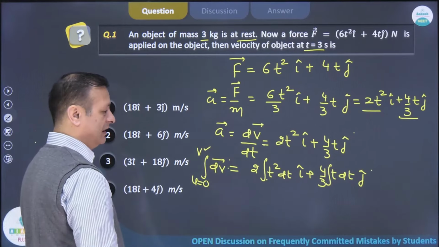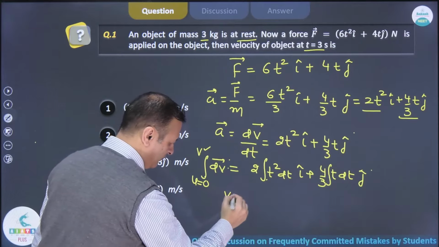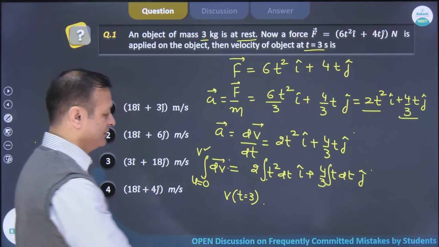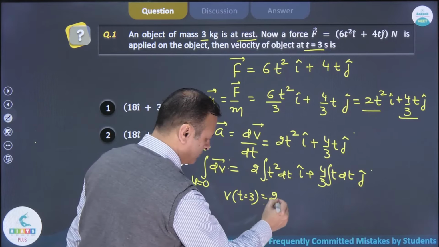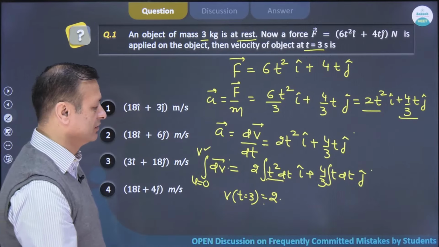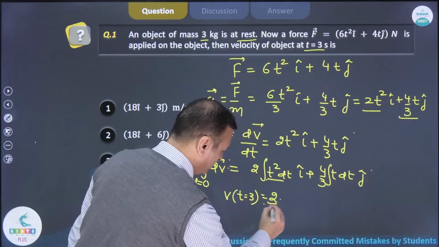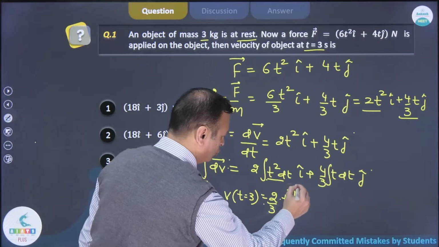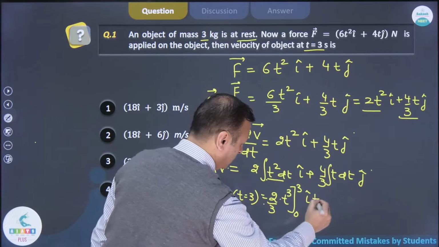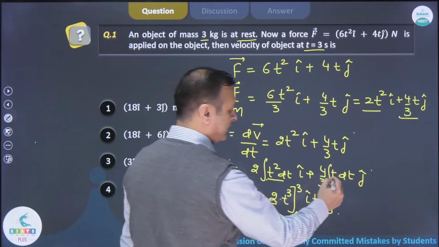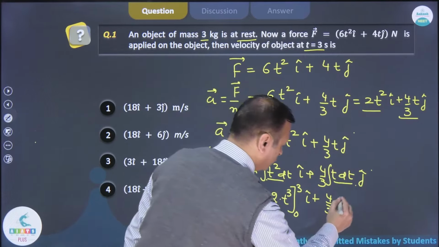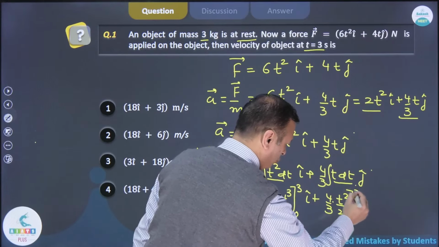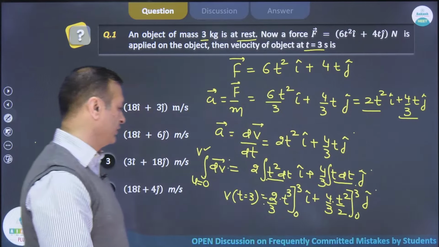The integral of dv will give you v minus u, which is v only, and we have to find it at time 3 seconds. So we'll go with the integral. What is the integral of t square? That becomes t cube by 3, and we'll put the limits from 0 to 3. This is the i component, plus 4 by 3 times the integral of t, which gives t square by 2, again from 0 to 3, and this is the j component.